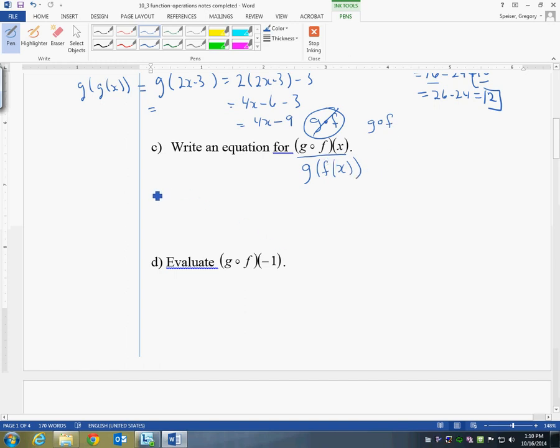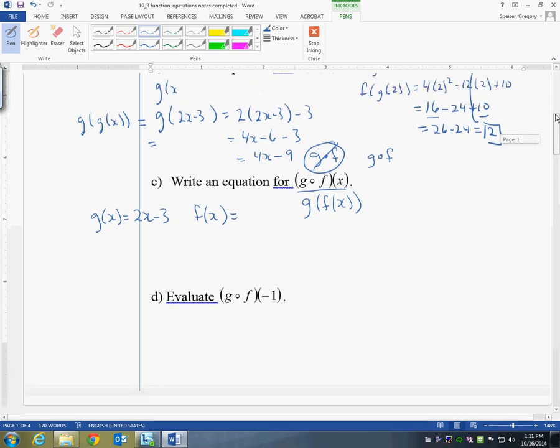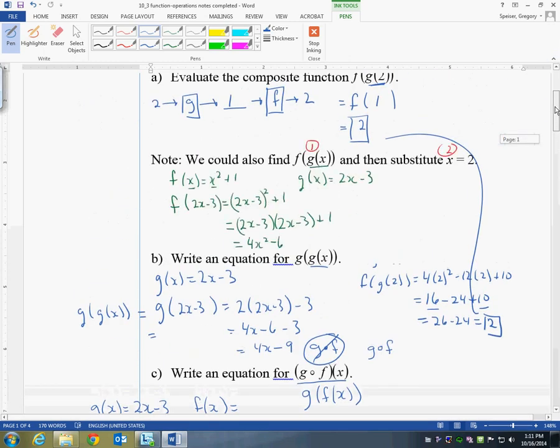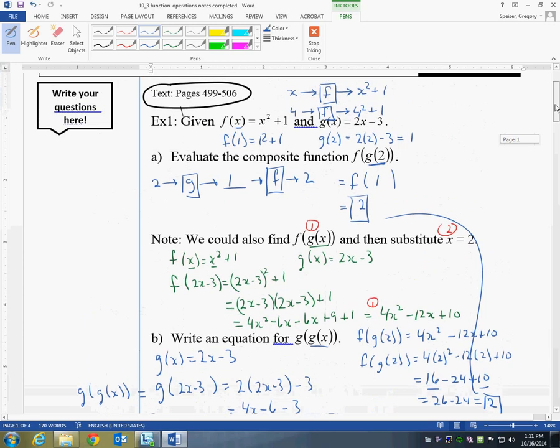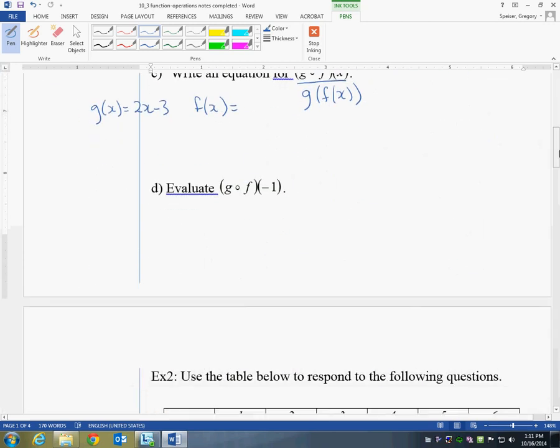So I have to remind myself here. I think g of x is equal to 2x minus 3. And what was f of x? Was it something to do with x squared, I think, if I scroll up? x squared plus 1.